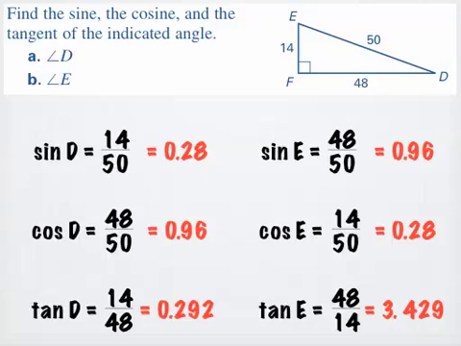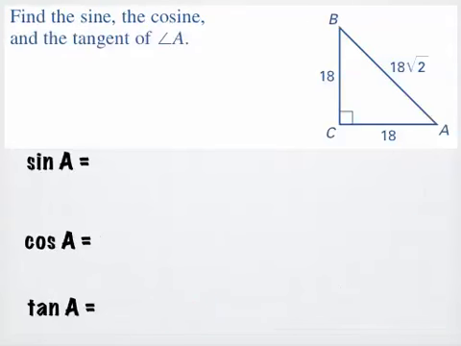And if you look at the tangent of D and the tangent of E, notice that those are the reciprocal of each other. So we've just flipped 14 over 48 to 48 over 14. That's going to be true anytime you're talking about one triangle and the sine, cosine, and tangent of their two acute angles. This next example says find the sine, the cosine, and the tangent of angle A.